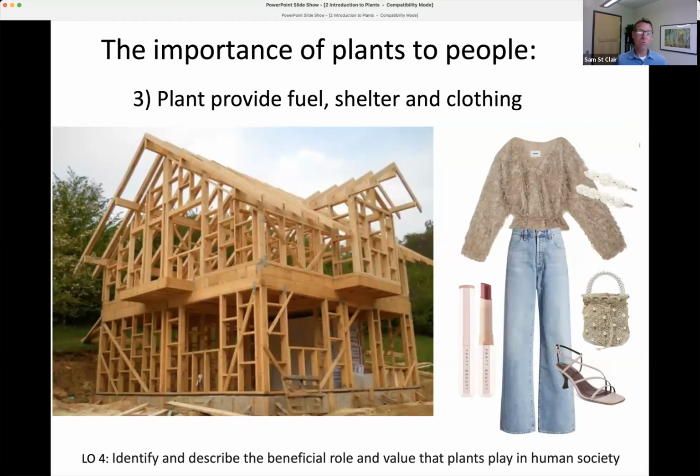Third, plants provide fuel, shelter, and clothing. They provide our lifestyle. So think about your lifestyle and then connect your lifestyle to plants. So the house that you live in, the bed that you sleep in, the paper products that you use, the clothes that you wear, almost everything that you possess in your life, right, that is part of your lifestyle, is derived from plant fibers.